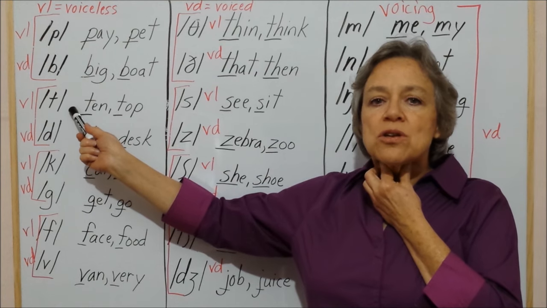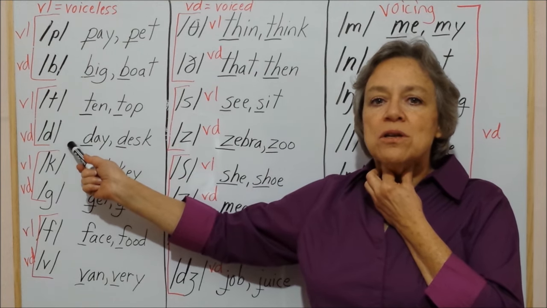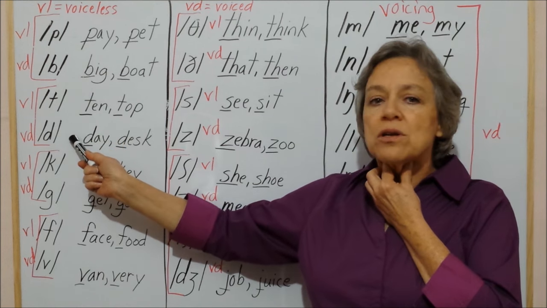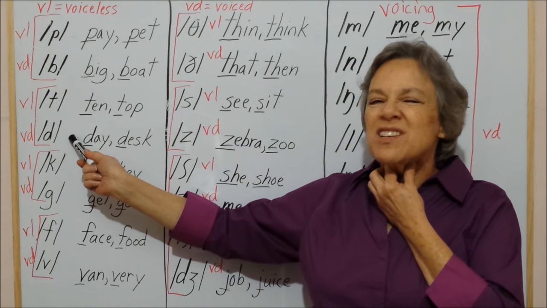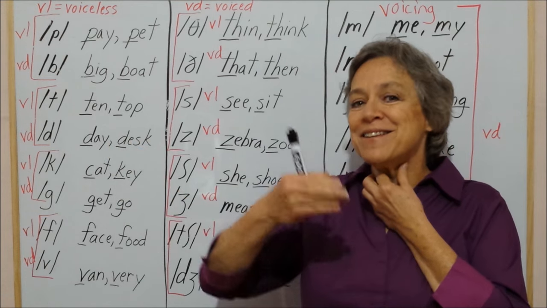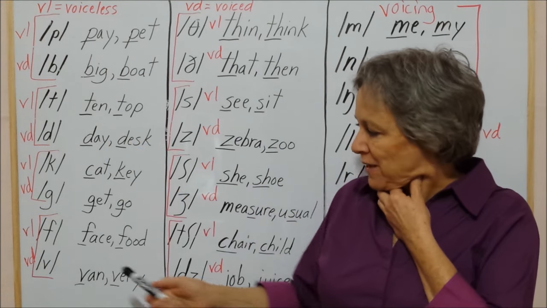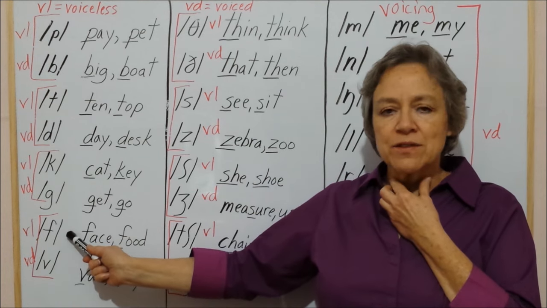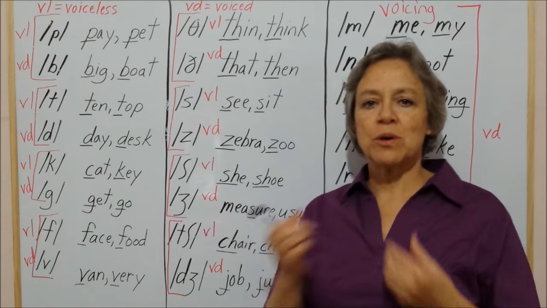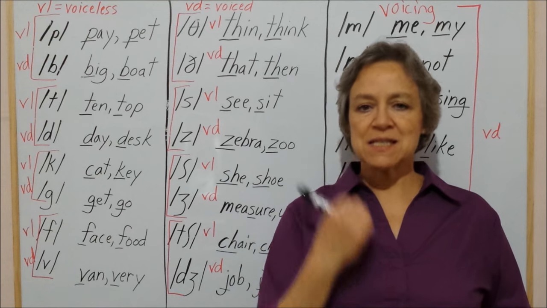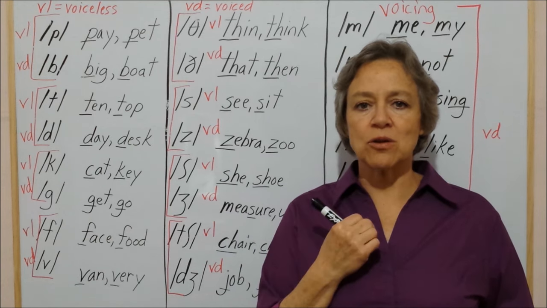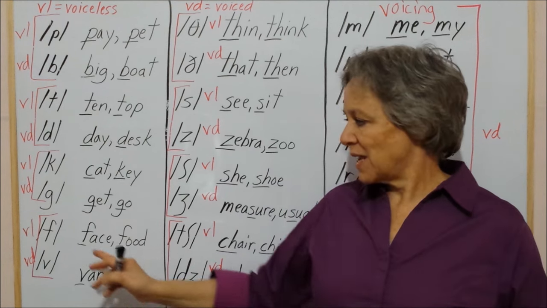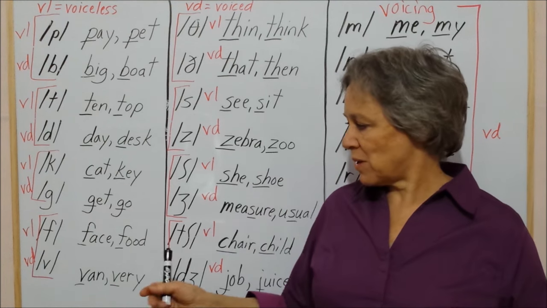This is T, D, T, D. Let's try another sound that we can continue for a while, okay? So we can feel it better. How about these two? To make these two sounds, we put our upper teeth very lightly on the inside of our lower lip. Like this. And then we push the air out of our mouth.